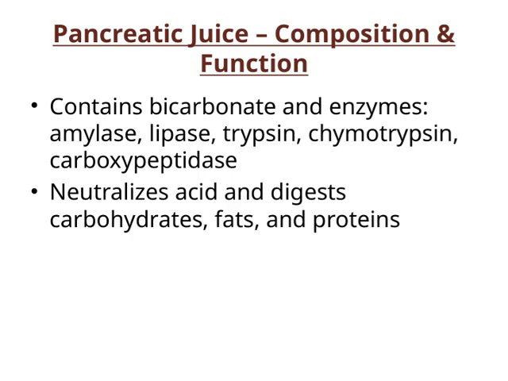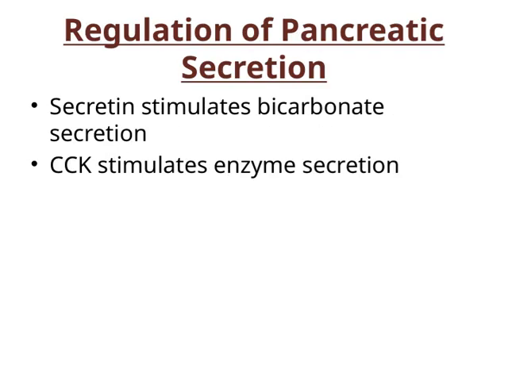Amylase breaks down carbohydrates into simple sugars, lipase digests fats into fatty acids and glycerol, and the proteases like trypsin, chymotrypsin, and carboxypeptidase are responsible for breaking down proteins into smaller peptides and amino acids. By combining these components, pancreatic juice not only neutralizes stomach acid, but also ensures that carbohydrates, fats, and proteins are efficiently broken down for absorption in the small intestine. This highlights how the pancreas plays a central role in digestion, supporting the overall process of nutrient absorption and energy production.